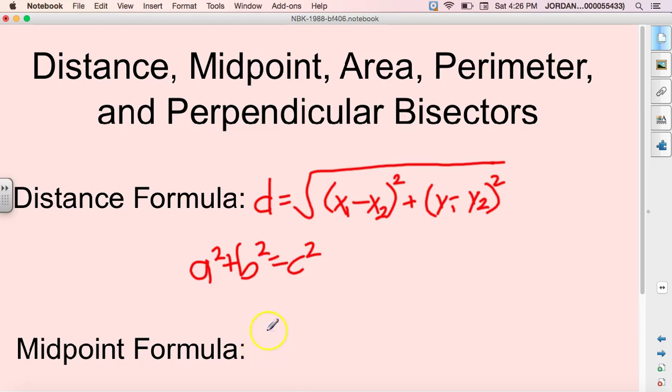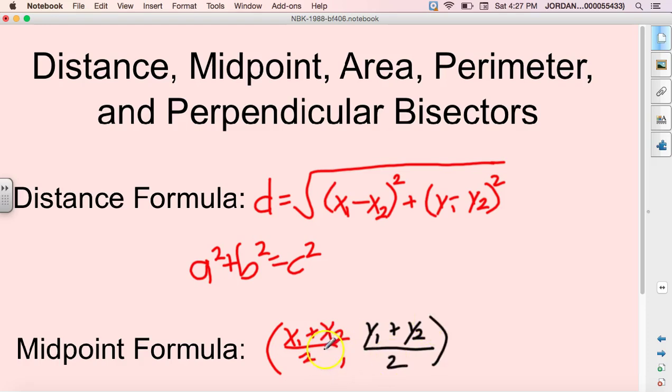Midpoint formula is a little bit simpler. You're going to add the x coordinates and divide by 2. And you add the y coordinates and divide by 2. So really what the midpoint formula tells you is the point that's in the middle of 2 points. Okay, so you're just finding the point that's right in the very middle of 2 points.